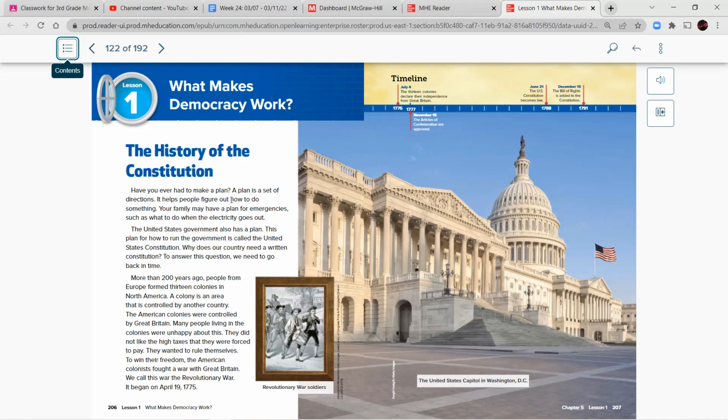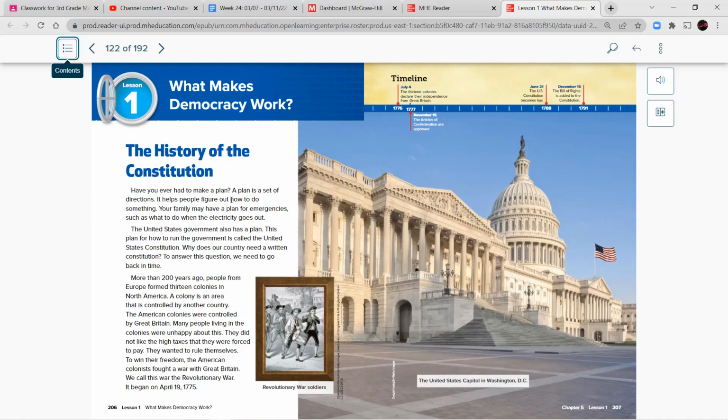To win their freedom, the American colonists fought a war with Great Britain. We call this war the Revolutionary War. It began on April 19th, 1775. Here you can see a small picture that says Revolutionary War soldiers. You can see that they've got their soldiers, they've got a drummer. Next to that, the large picture shows the United States Capitol in Washington, D.C.